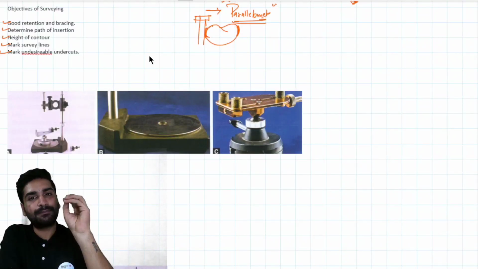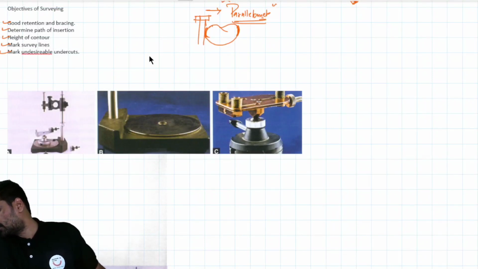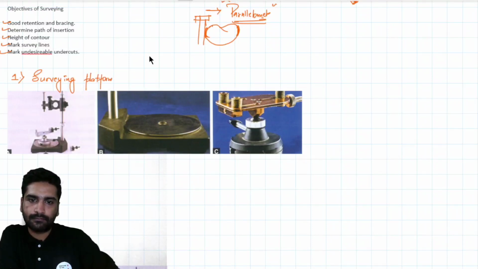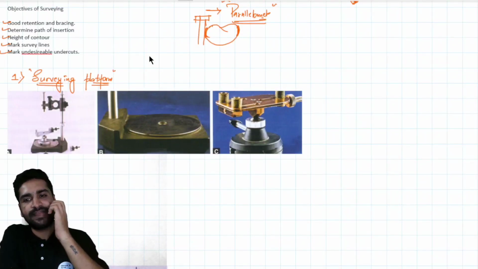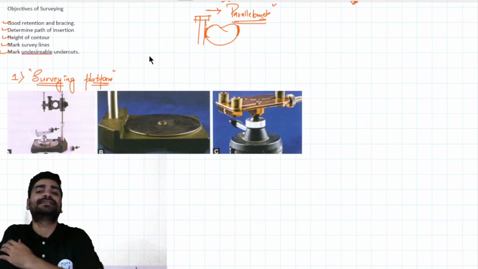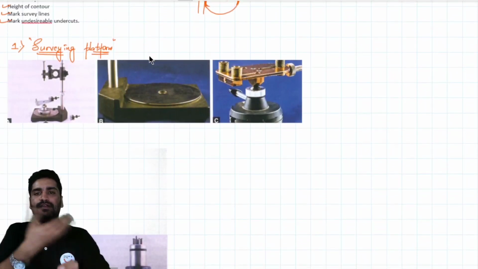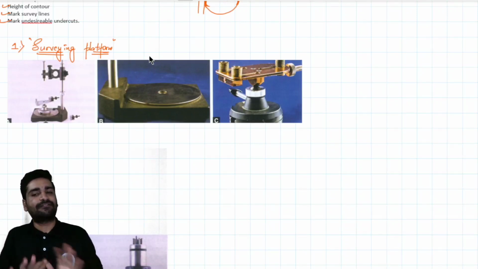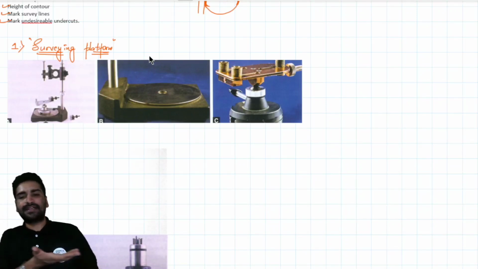When we talk about different parts of the surveyor, the first and foremost part is the surveying platform. Now what is the surveying platform? See, is the name giving you any idea? No. Surveying platform is a platform on which you will keep your cast and conduct the process of surveying. Very simple. Okay, it is a metal plate, right?